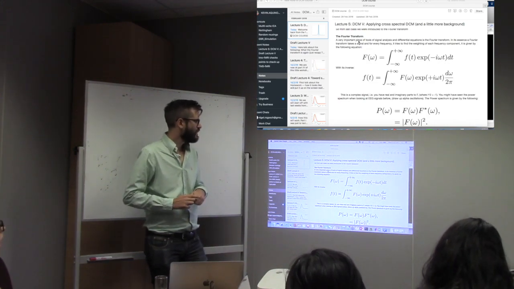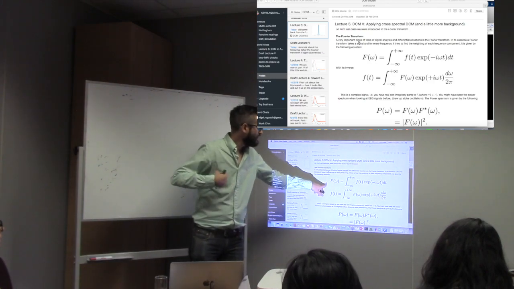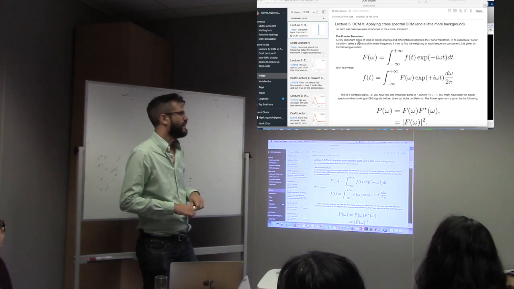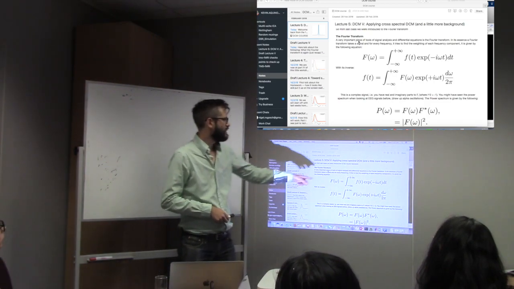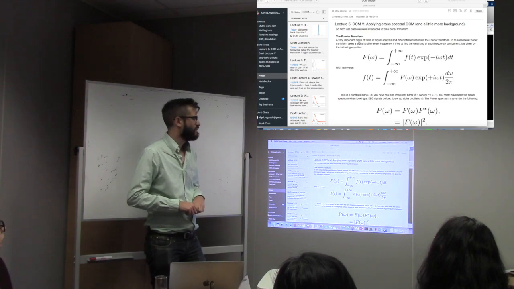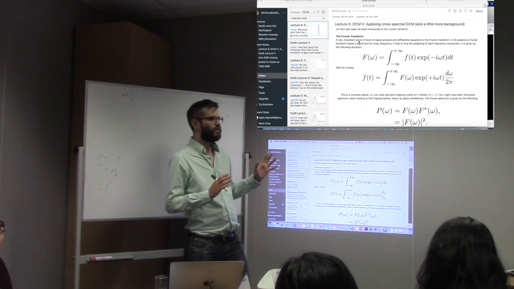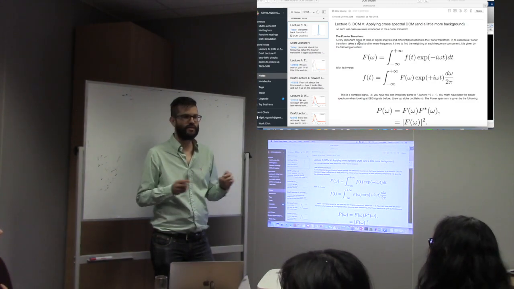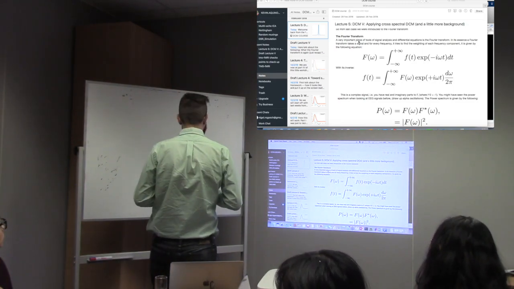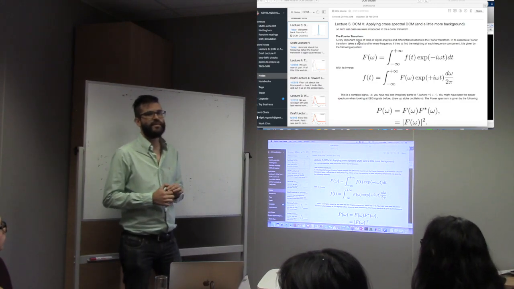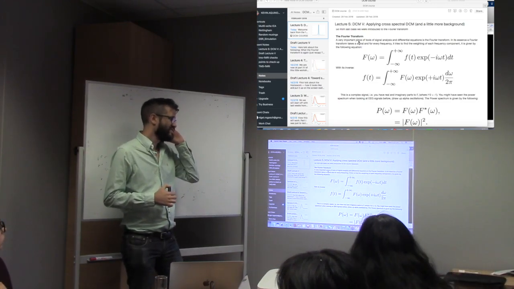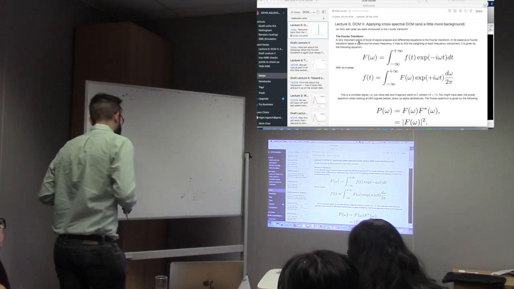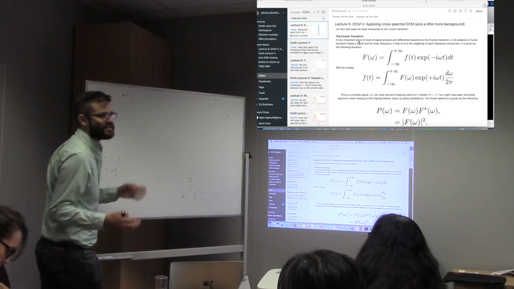One thing I'll say with this Fourier transform: you see I have F of omega equals this, but when you actually calculate it in MATLAB, this is a complex number. So I want to ask, how many people know what a complex number is? One, two. Okay, so this comes up in initial DCM and in the results, so I just want to go through what it actually is.